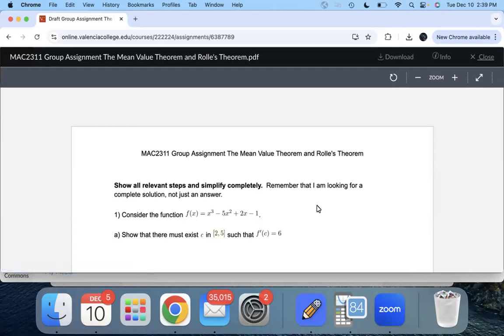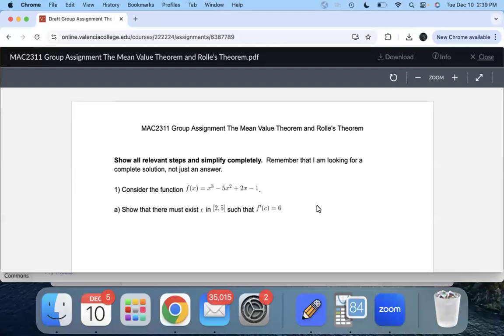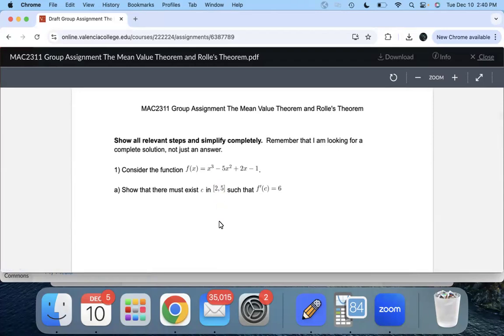Then, if that is true, then you can say the slope of the secant line from one x value to the other, there must be some point inside the interval such that the derivative at that point is equal to the slope of that secant line you just found. So those are the steps you're going to do. You have to show that you meet the conditions of the theorem.